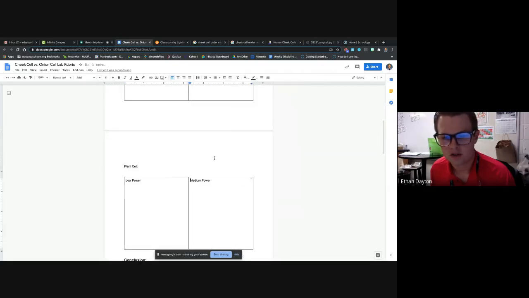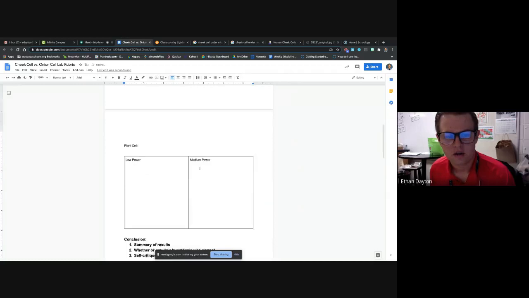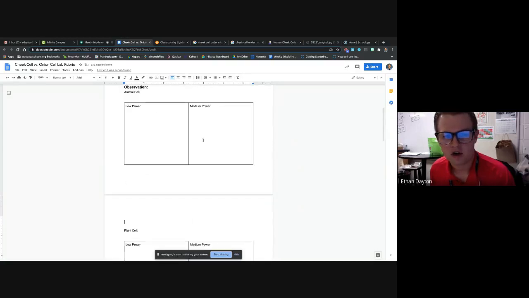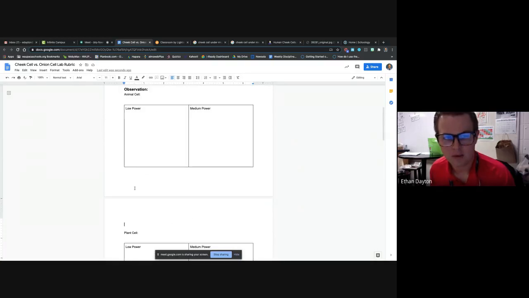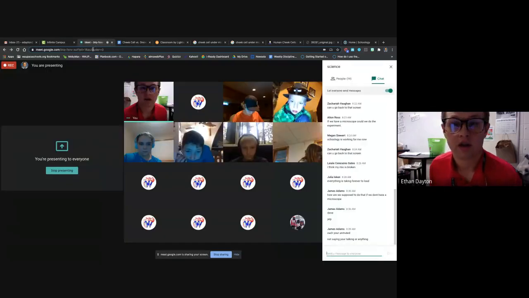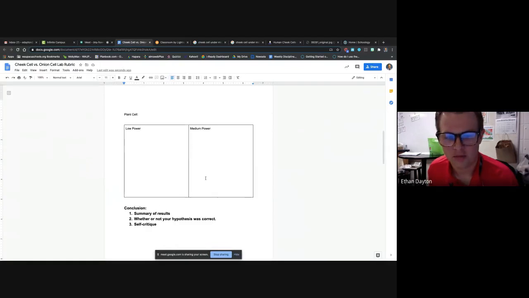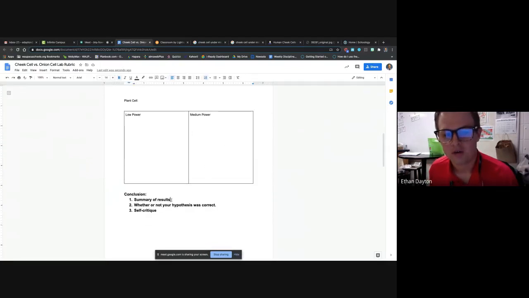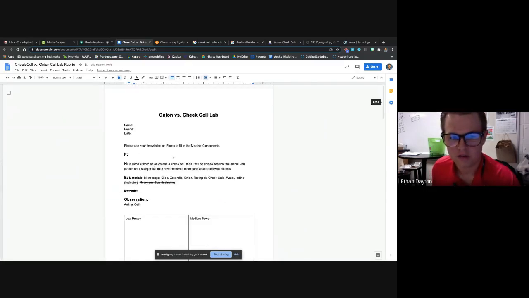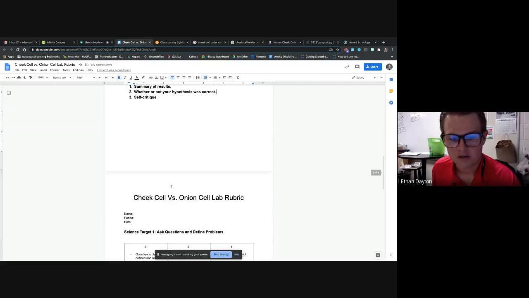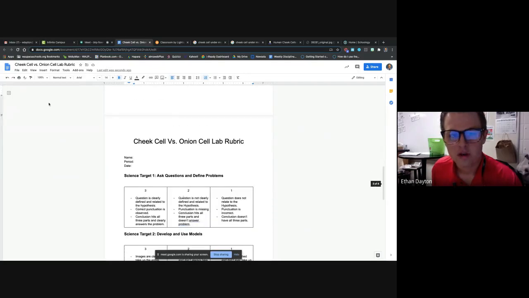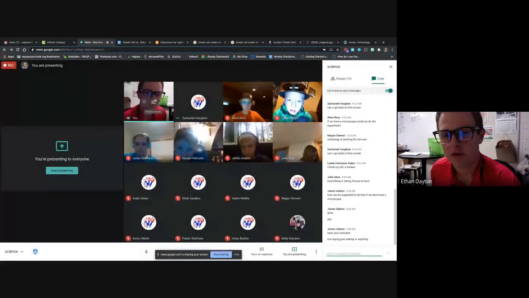I would just delete this column. All right. So then you should have your animal cell drawn twice and labeled, and also your plant cell drawn twice and labeled. Okay. Then you go with your summary of results for your conclusion, whether or not this hypothesis was correct, and self-critique.